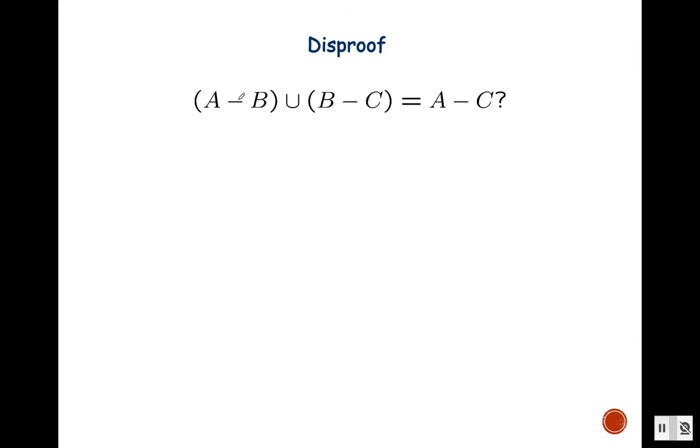Disproof means you have to find out whether the left hand side equals the right hand side, or the left hand side is not equal to the right hand side. So I'm going to ask you to pause the video and try to find out whether they are equal or not equal. Spend around 5 to 10 minutes, then come back to the video and you can see the result.